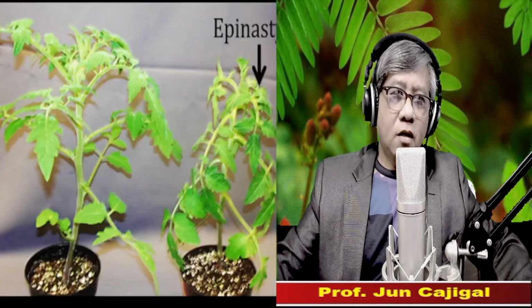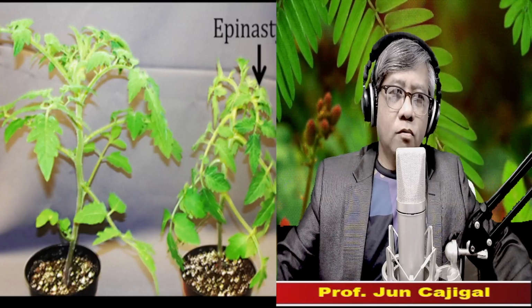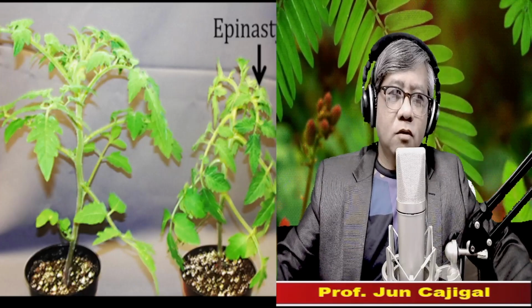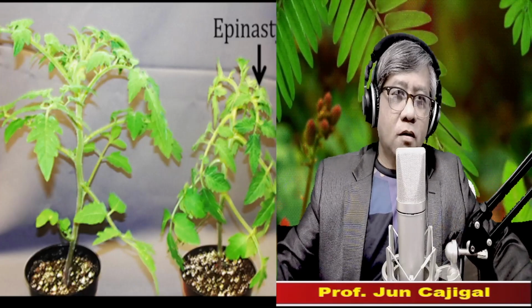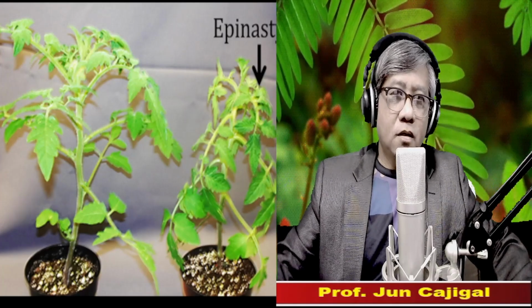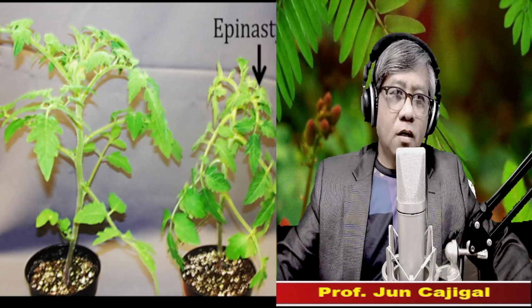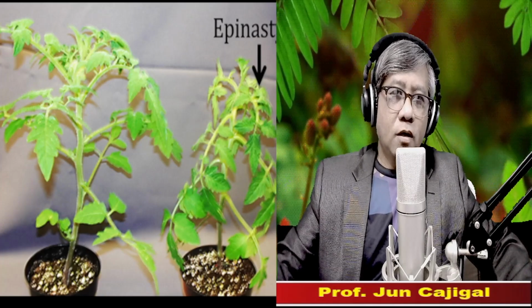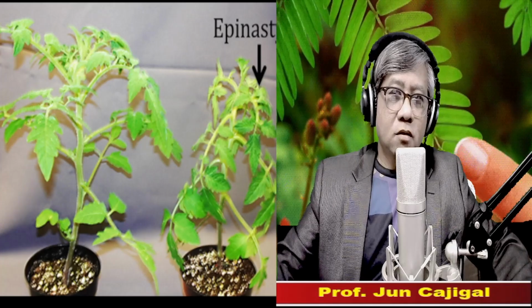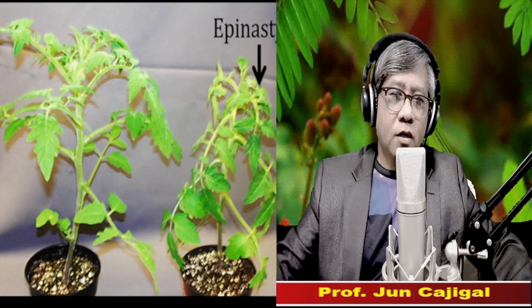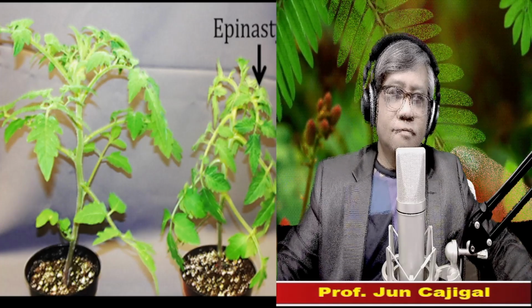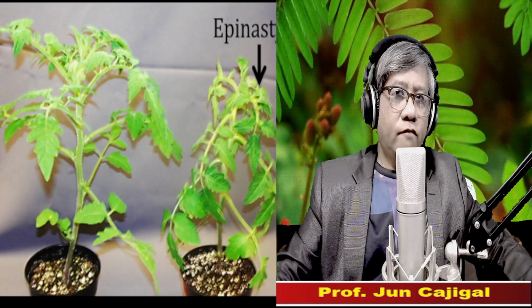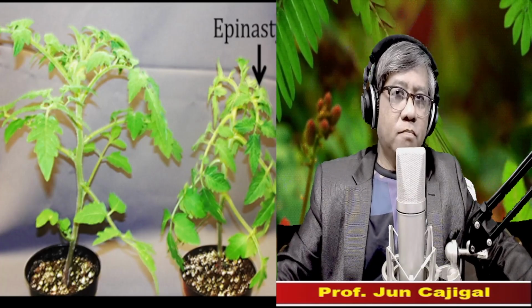Everybody kindly take a look at this photo of two plants in which the plant on the left side is of normal growth and the plant on the right side is undergoing epinasty. So you will notice that there is a downward movement of the leaves. Now, another example of nastic movements in plants is thermonasty.